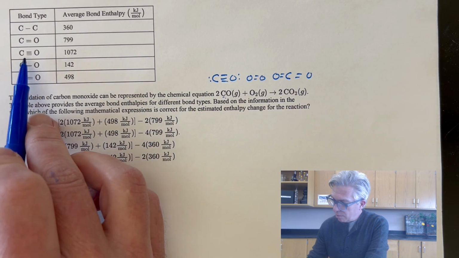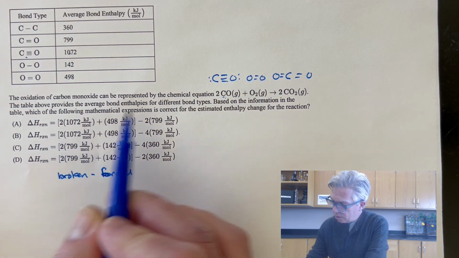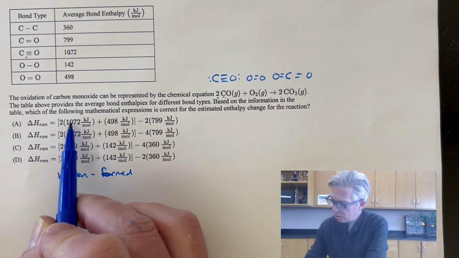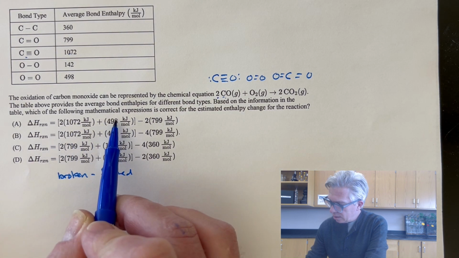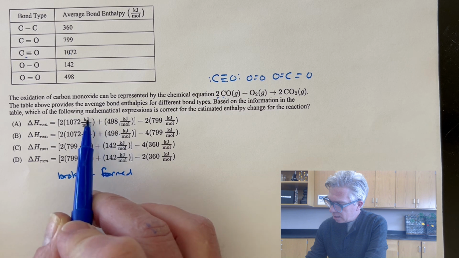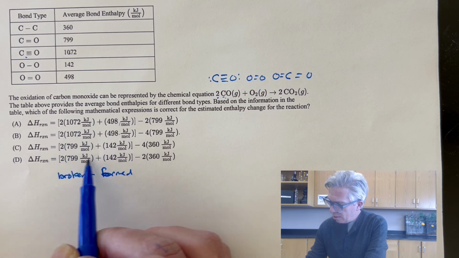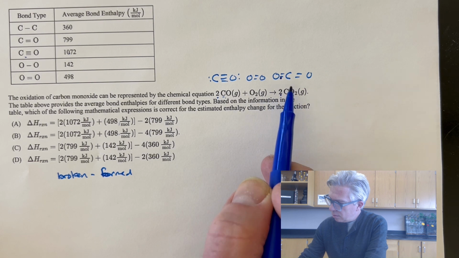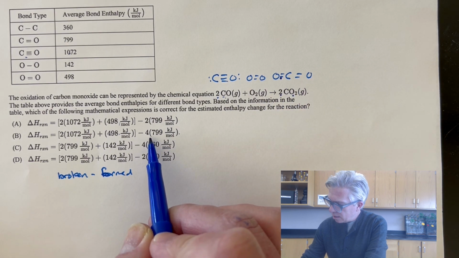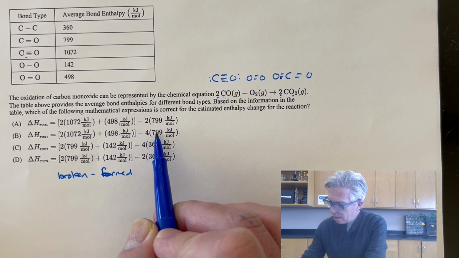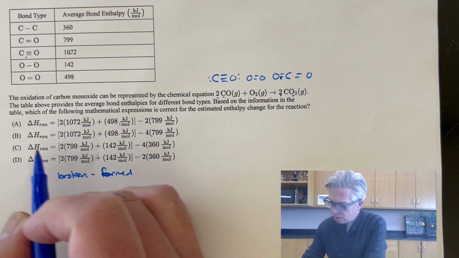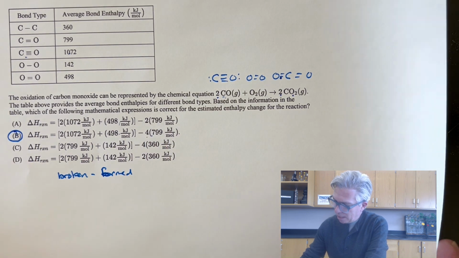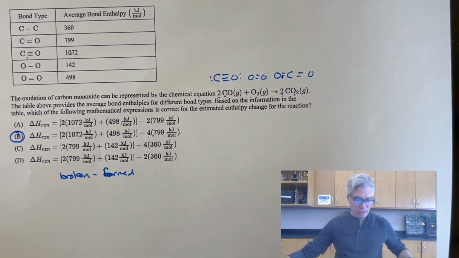So I need one triple, so that's 1072, actually two of them. So two triples, that narrows it down to here. One of the double bonded oxygens, so I'm still looking at either A or B, not these, minus two of these, so four carbon-oxygen double bonds, and that's 799 each. So my correct answer is going to be letter B on that. I don't have to calculate the answer. I just have to pick the appropriate setup.